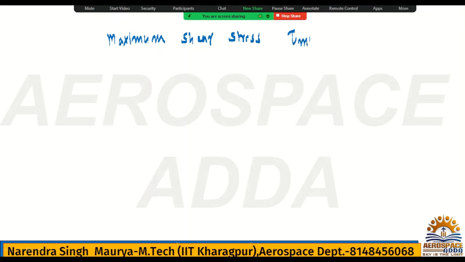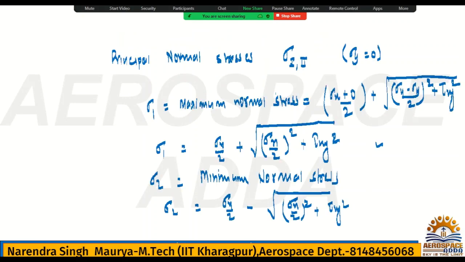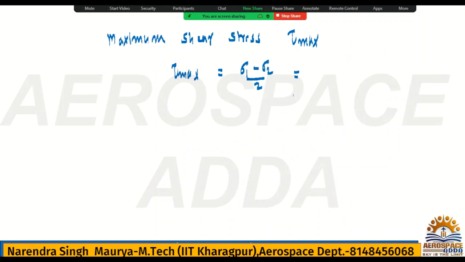It is tau max. So what is the tau max formula? It is sigma 1, the major principal stress, minus the minor principal stress, divided by 2. If you solve this, check the previous sigma 1 and sigma 2 you have calculated, take the minus sign, so the sigma x will be cancelled out. What you will get is plus minus, only the root value, root of sigma x by 2 square plus tau xy square. So this is the value of tau max. Fine.